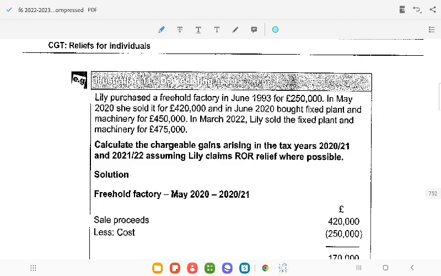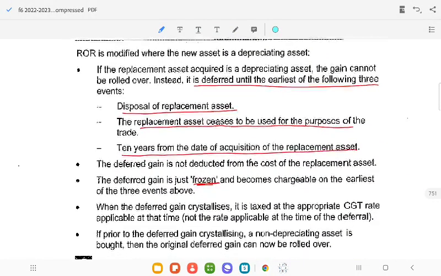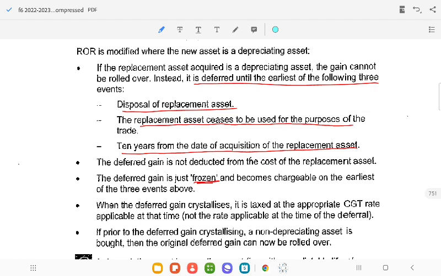Here the gain is frozen until the earliest of 3 dates, and the 3 dates are: disposal of the replacement asset, the asset ceasing to be used for the purpose of trade, these 2 dates are normally the same, and 10 years from the date of acquisition of the replacement asset.